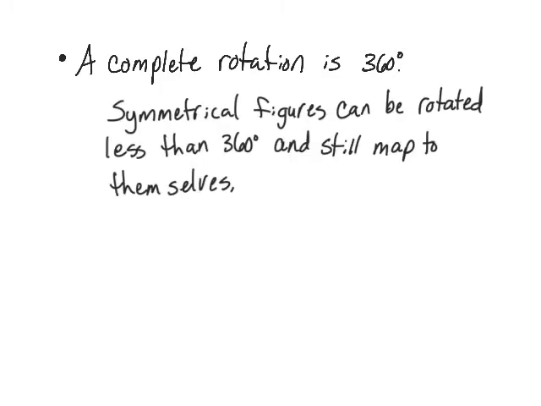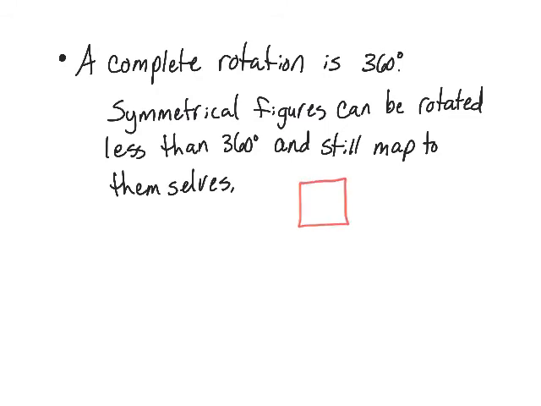So here's what I said, just written down in words. Again, a symmetrical figure, if you studied symmetry in art, it would be like a regular polygon where all the sides and the angles are the same. You can rotate those less than 360 degrees and it will map to itself again. So, for example, if I have a square, let's see if I can draw a square.